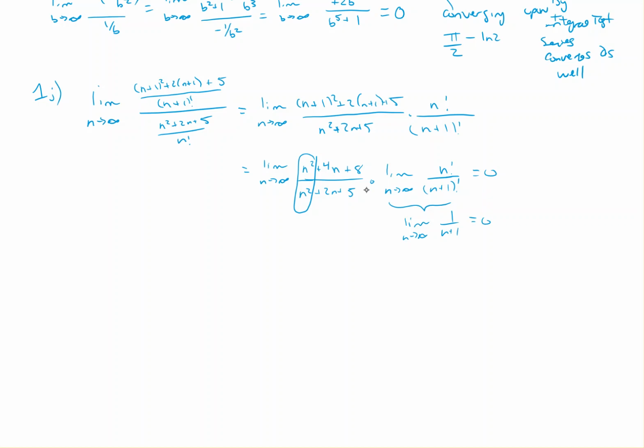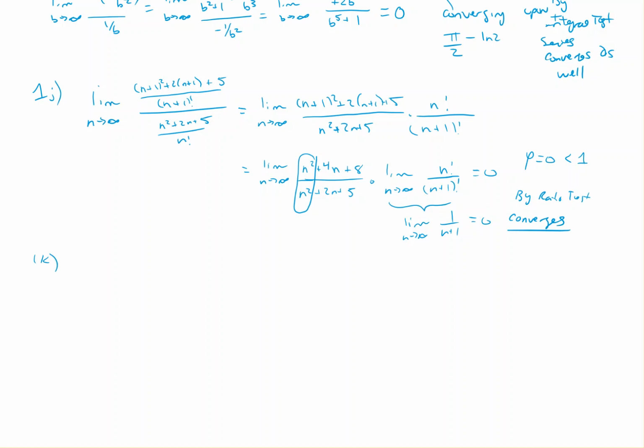Oh, wow. So this is 1 times 0. And last time I checked, if rho equals 0 and it's less than 1, guess what, folks? By the ratio test, we have convergence. Awesome.